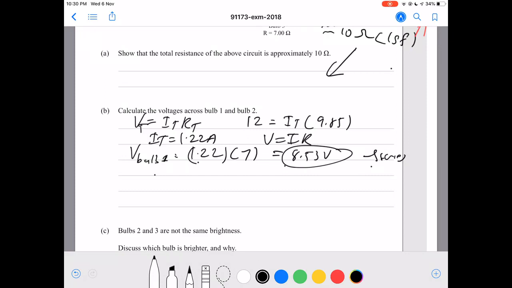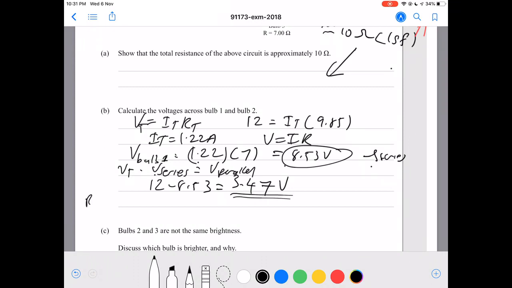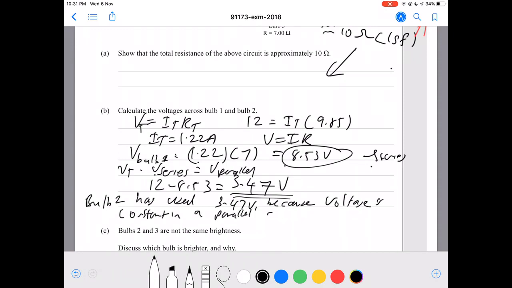Hence, we can say that V total minus V series is equal to V parallel. Therefore, the parallel voltage is the total minus the series, which is 3.47 volts. That will be your final answer for bulb 2. You can just say bulb 2 has used 3.47 volts because voltage is constant in a parallel circuit. And that will be your answer there.